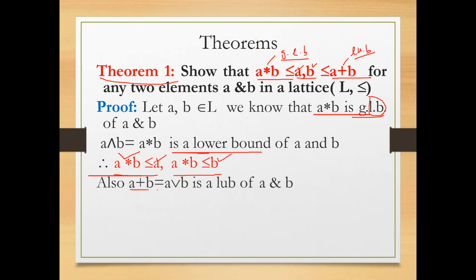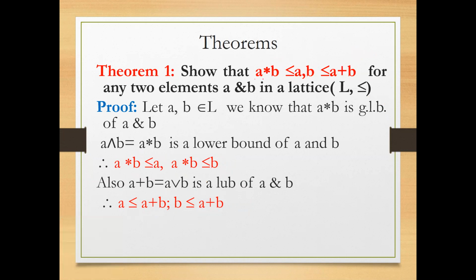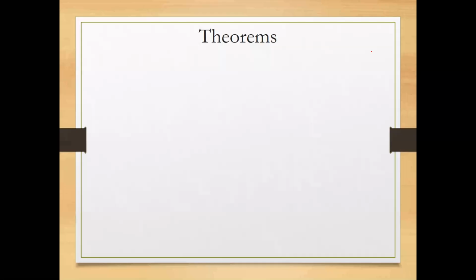Now secondly, A plus B or A join B is the least upper bound, LUB. Firstly it is an upper bound, and out of all the upper bounds it is the least element. If it is an upper bound, then the upper bound always lies on the right side of the element. So A is less than or equal to A plus B, and B is less than or equal to A plus B. So we have both the parts: A star B is less than or equal to A, B, which are less than or equal to A plus B. So moving on to the next theorem.